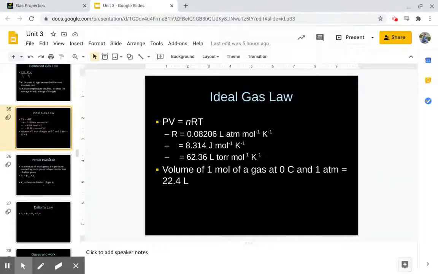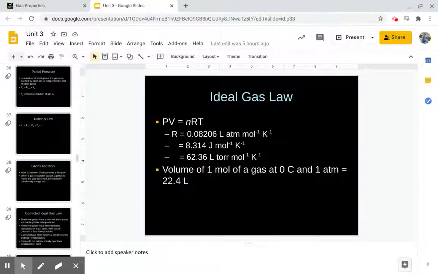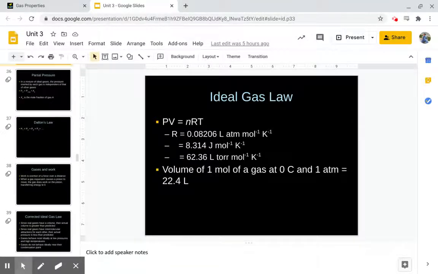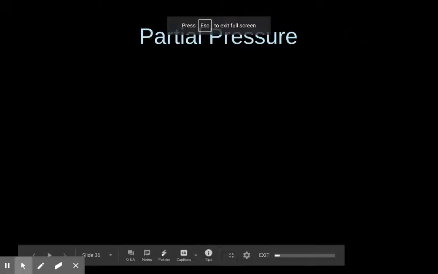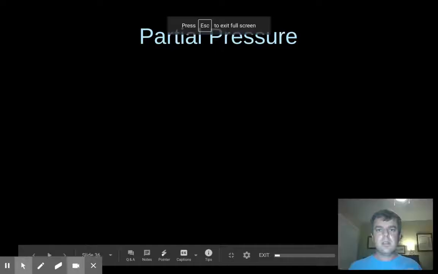There are a couple more things that I want to show you before we finish this little unit off. All right, there's a few more things that I want to get through in today's lesson. The first is partial pressures.